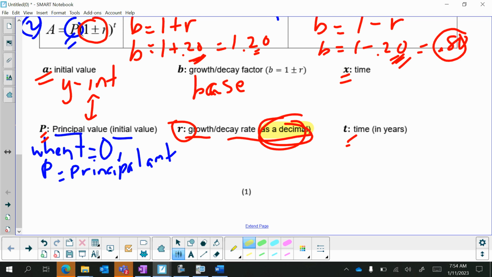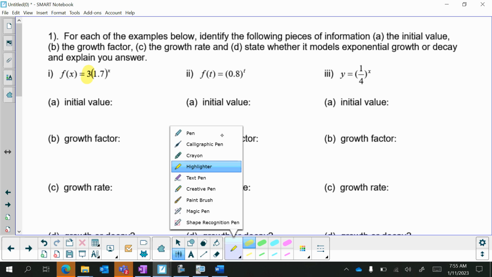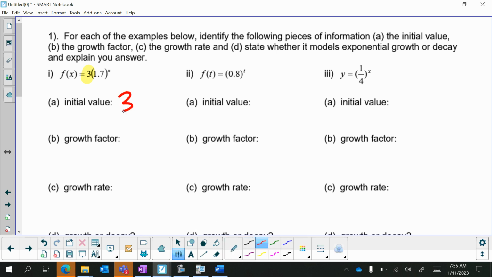So let's look at some examples. Look at the next page. Number 1, for each of the examples below, identify the piece of information such as the initial value, the growth factor, and the growth rate, and then say if it's growth or decay. All right? So let's look at this first one. I'm hoping that you're thinking, all right, initial value is the number in front. So that's going to be 3. Growth factor, that's the number that's inside the parentheses. So that's the 1.7.